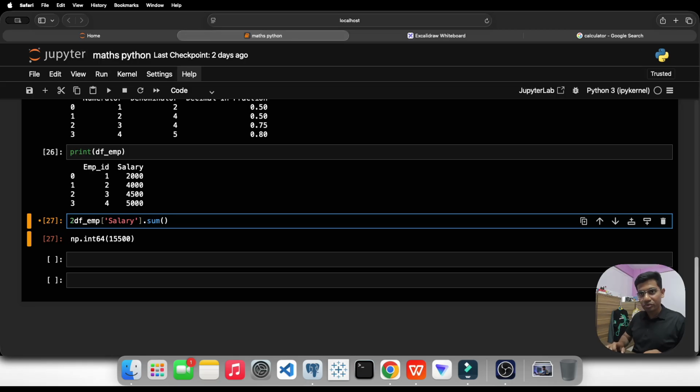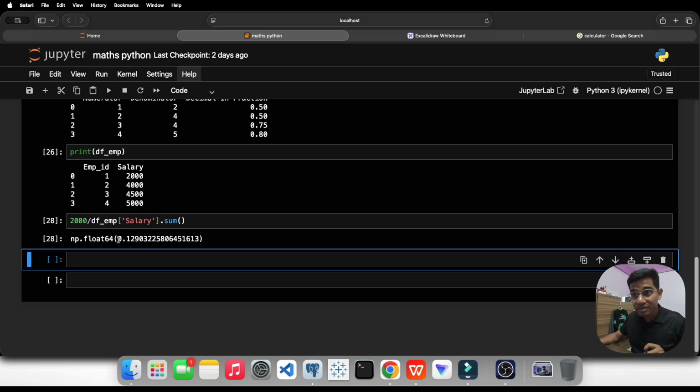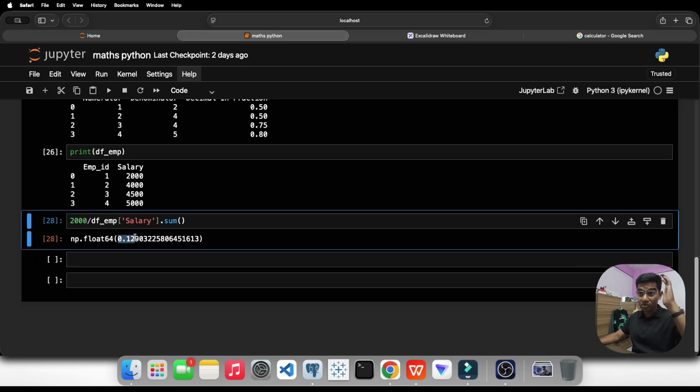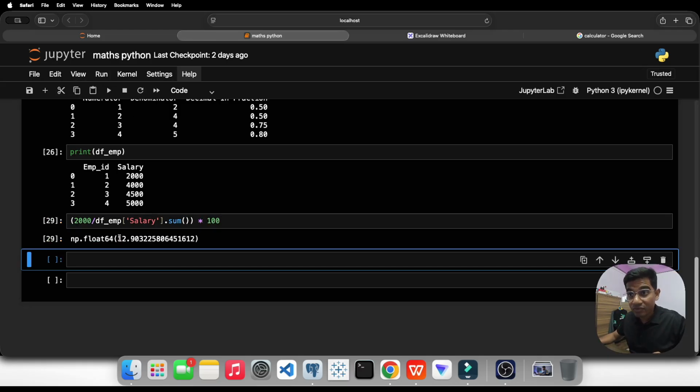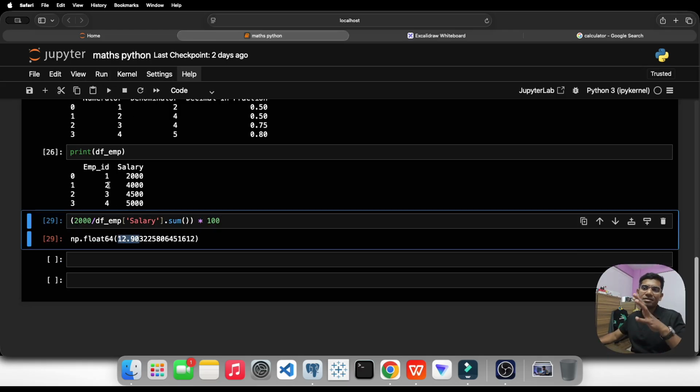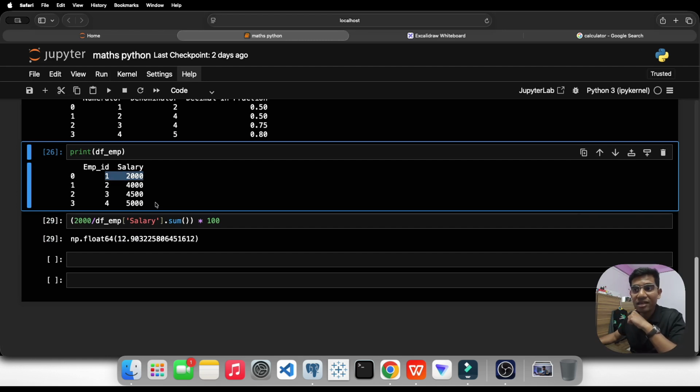You will directly do 2,000 divided by this, okay? Simple. And let's execute it. This is what it is all about, okay? But here HR has told you about percentage, and what does percentage mean? Multiplication by 100, okay? This is the percentage this employee ID 1 is covering from the total budget. It's 12.9 percent, right?